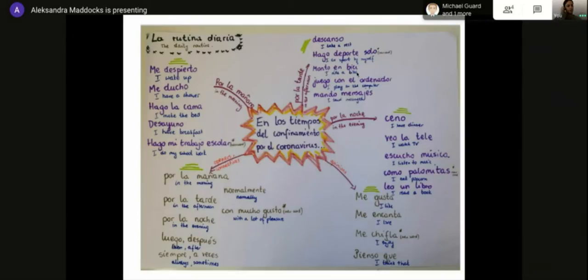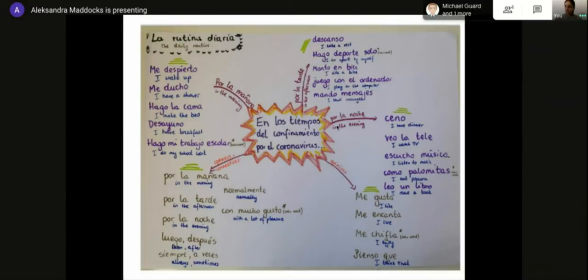Monto en bici. I ride the bike. Juego con el ordenador. I play on the computer. Mando mensajes. I send messages. Again, O at the end of each verb, meaning the word is in the first person of the present tense.